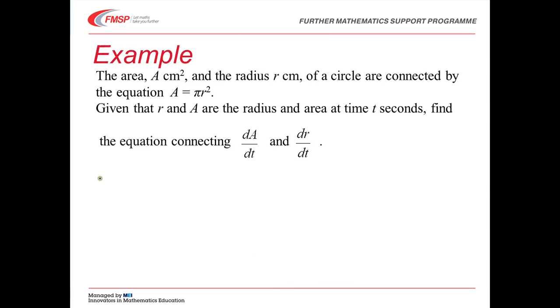One more example and then you can have a go. Here we're dealing with a circle, and so our equation is A equals pi r squared. We'll differentiate both sides with respect to t, dA by dt, and then the other side using the chain rule, differentiating with respect to r first, and then dr by dt.